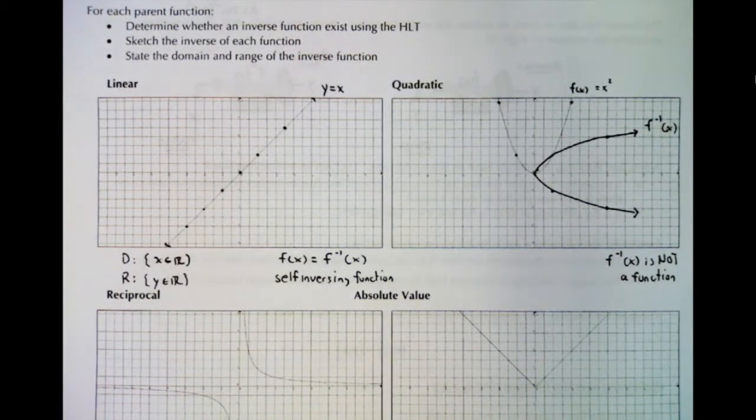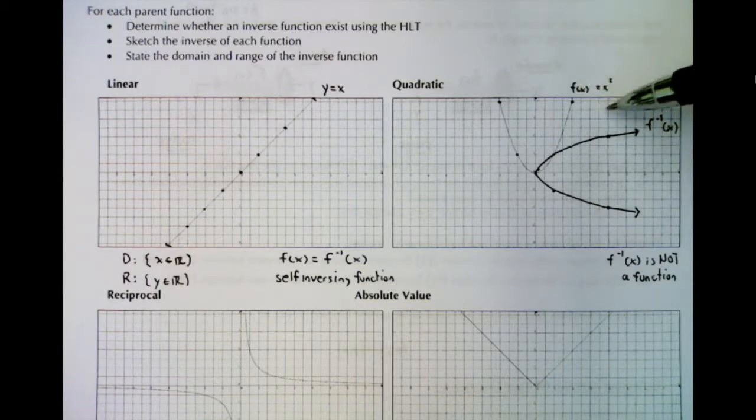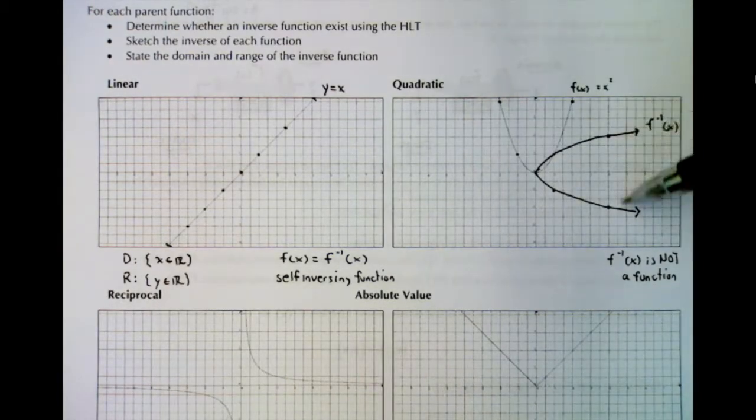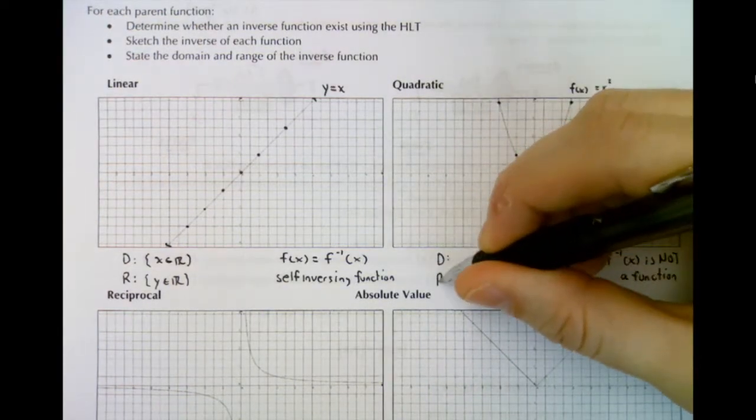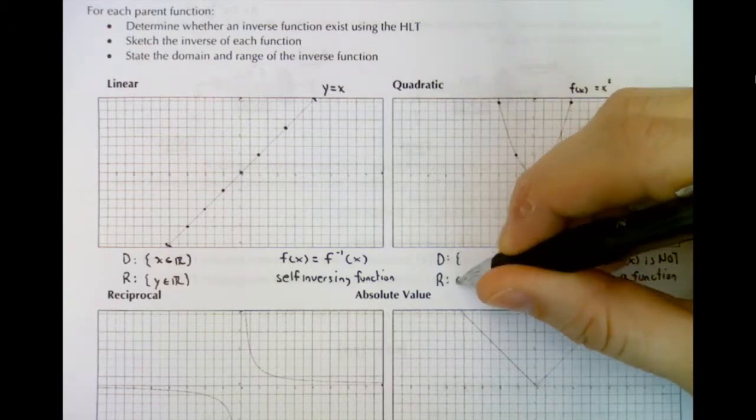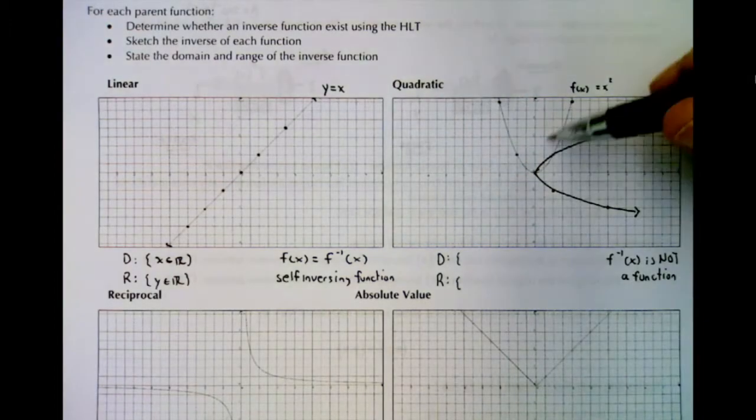And you can say it's not a function for two reasons, actually. f of x fails the horizontal line test, or f inverse of x fails the vertical line test. Either one would work. Let's try domain and range. Remember, we're doing domain and range of the inverse. So let's look at the inverse's domain.